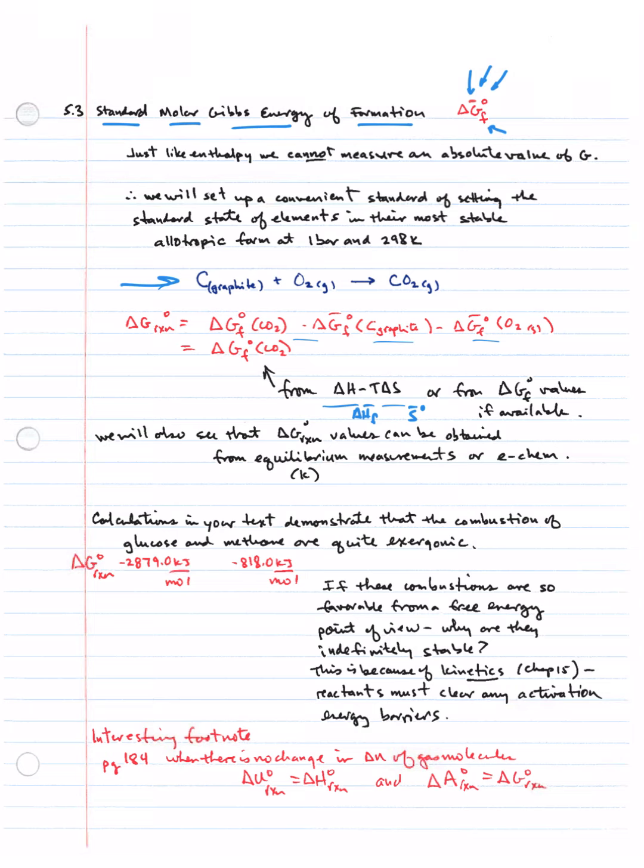we'll do later, or electrochemistry, which unfortunately we won't get to this semester. Calculations in your text demonstrate that the combustion of glucose and the combustion of methane are quite exergonic. I just wanted to say exergonic out loud to make sure I pronounced it correctly. These are pretty negative values, so these are very spontaneous. The combustion of glucose, the combustion of methane is spontaneous.